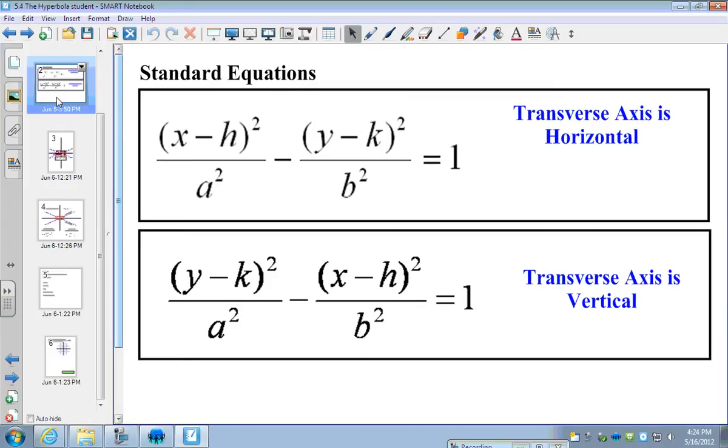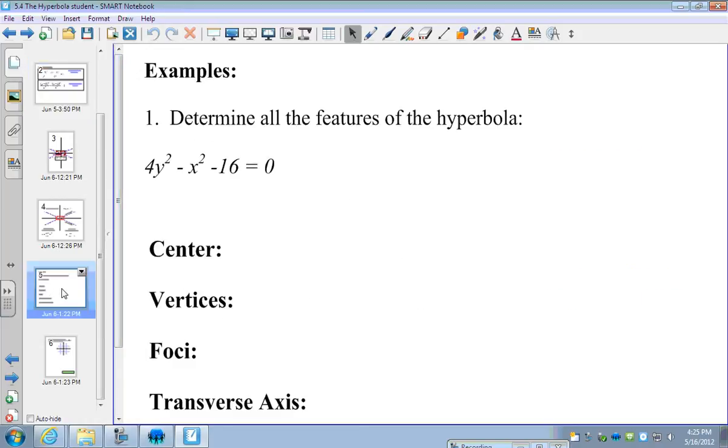So remember, we figure that out by this. It's horizontal if the positive number is under X, because this is going to be minus something. So if the positive one is X, it's horizontal, and if the positive one is Y, because we have that minus sign there, then it is vertical. That's what it is.